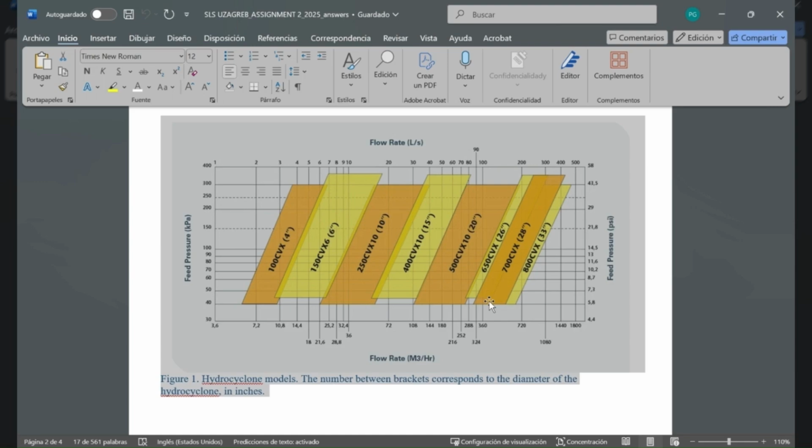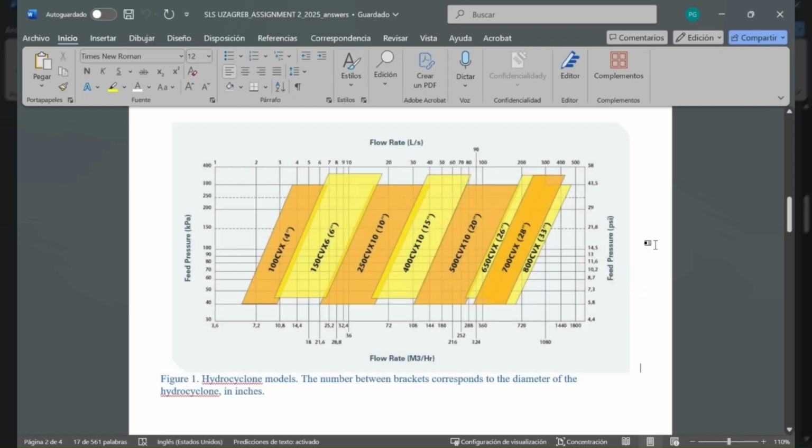Do an exercise of selection and sizing and selection of hydrocyclones. Remember that hydrocyclones are equipment that have the capacity to separate slurries at a certain cut size, where the larger cut size is going to go in the underflow and a lower cut size is going to go in the overflow.